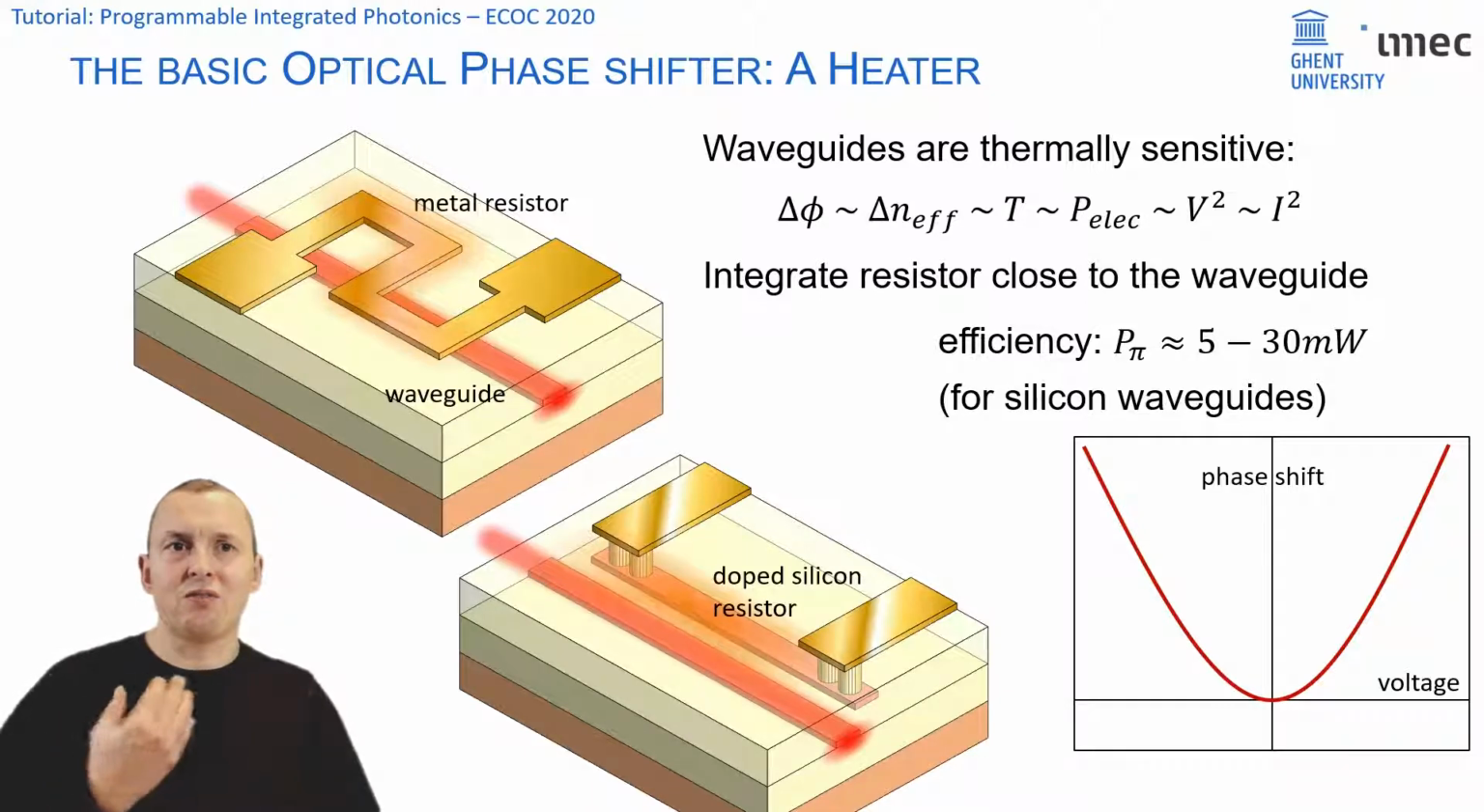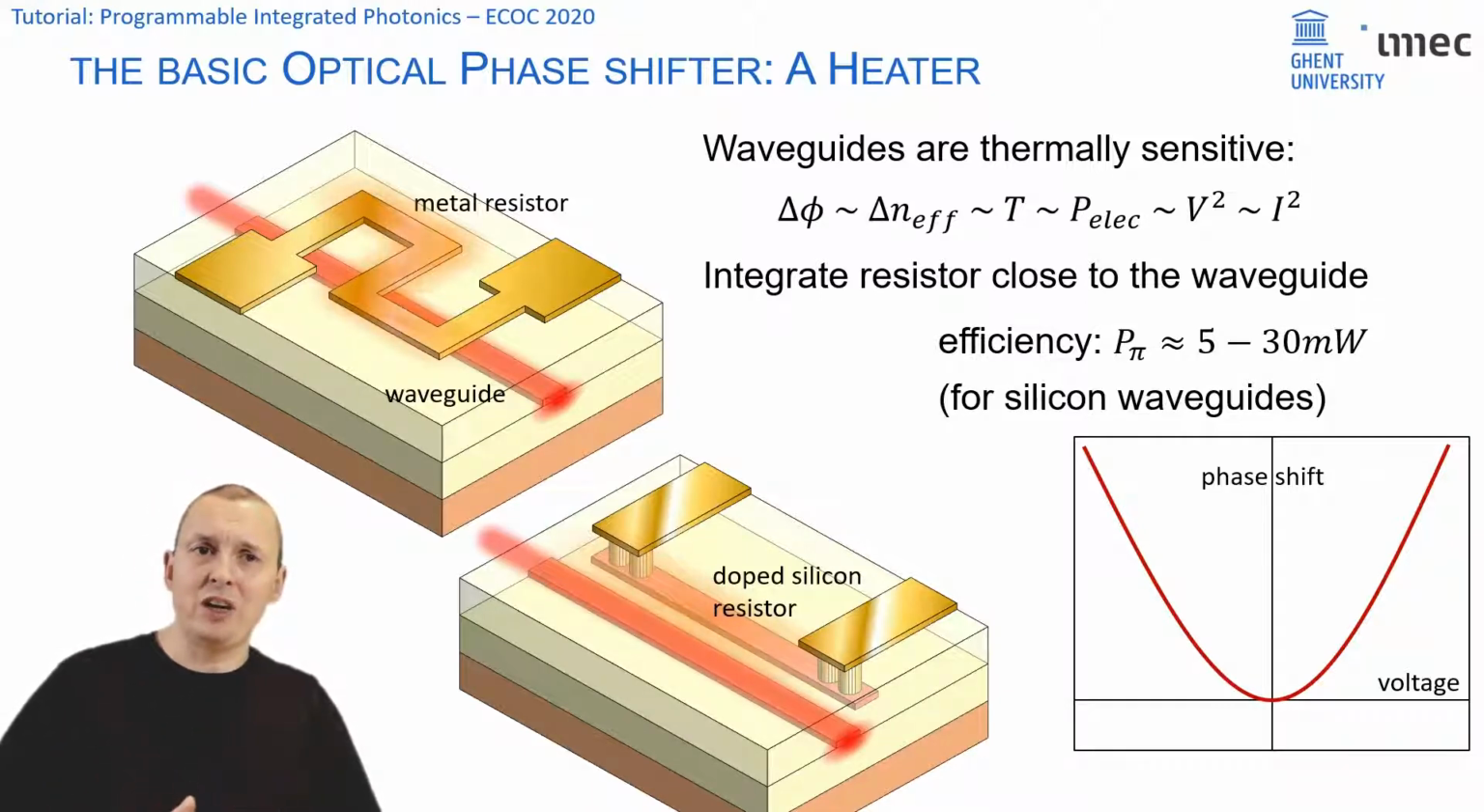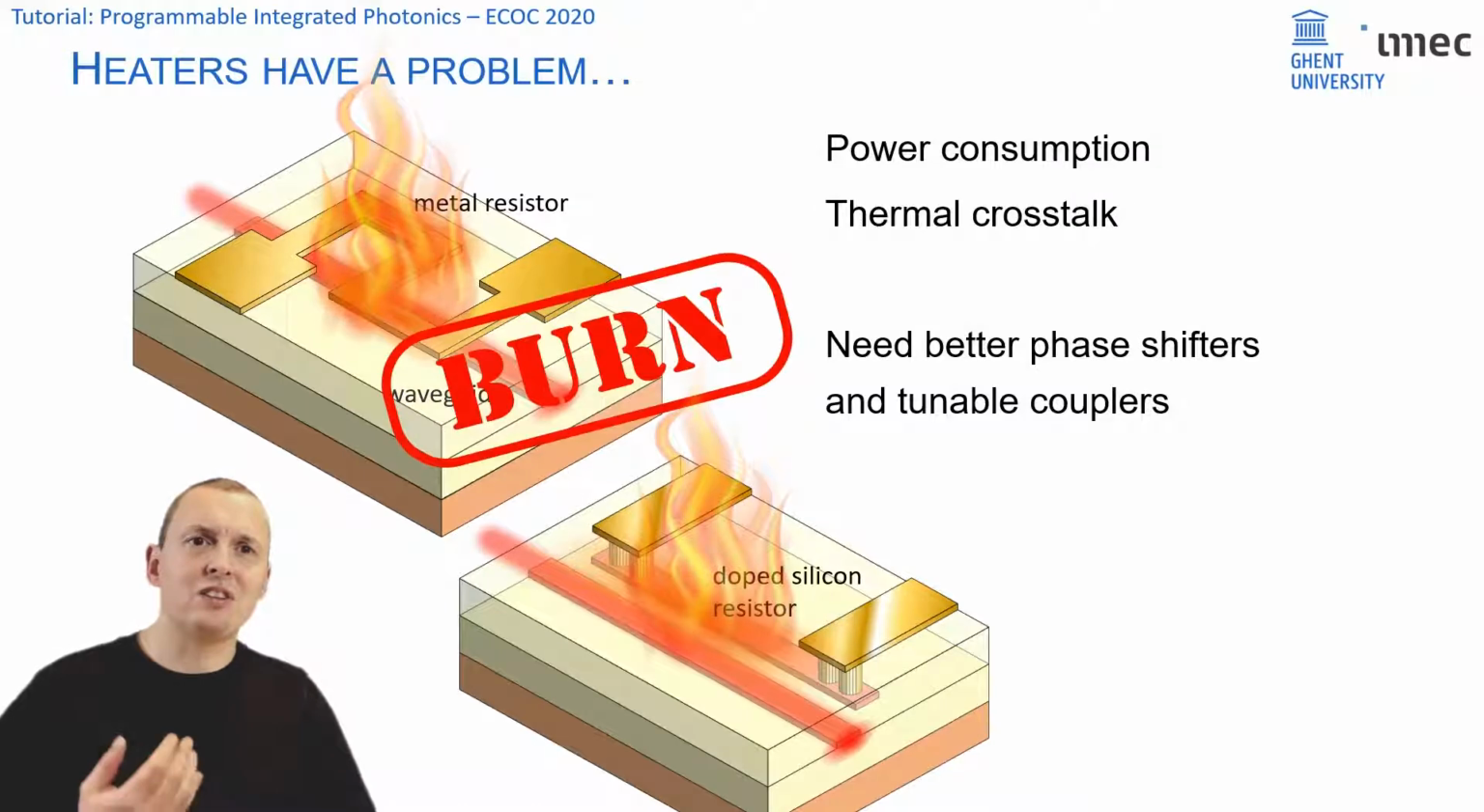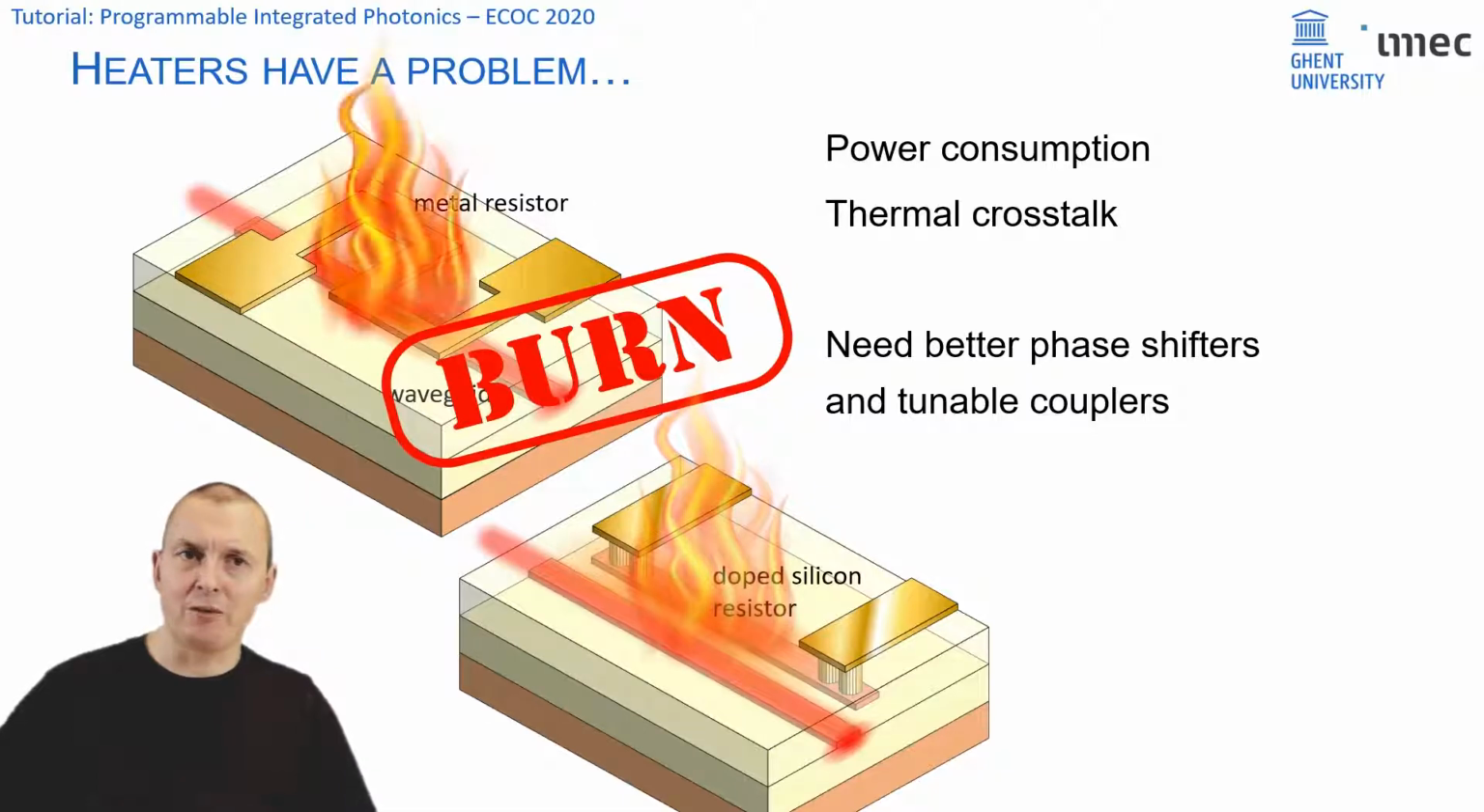Now, these are quite simple to make. They're fairly efficient in silicon because silicon has a high thermo-optic coefficient. But they complicate matters a bit because, well, the response curve is quadratic. So just changing your voltage linearly will give you a quadratic phase shift. And worst of all, heaters get hot. If you scale this up to thousands of heaters on a chip, this is going to be a problem in terms of thermal crosstalk, in terms of power consumption, in terms of cooling.